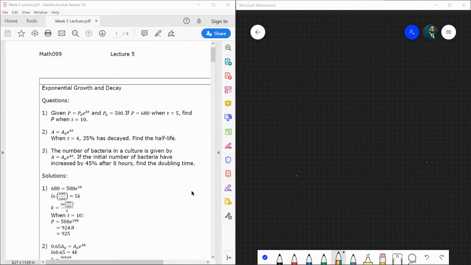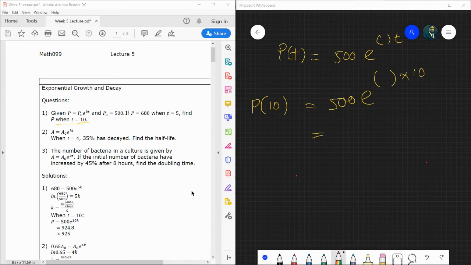The next step is just subbing in numbers. For example, P of t equals 500 e to the power of whatever your k was, times t. Given some time, you can easily find the population just by plugging in numbers. For example, when t equals 10, find the population. So it's P of 10, which is 500 e to the power of your k value multiplied by 10. You put that into the calculator, and that gives you the population in 10 years.